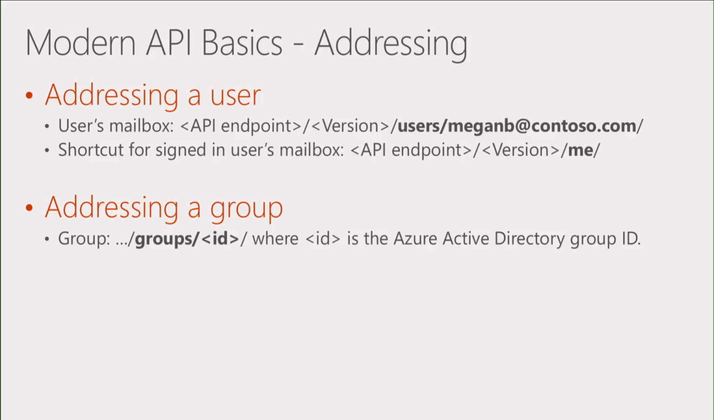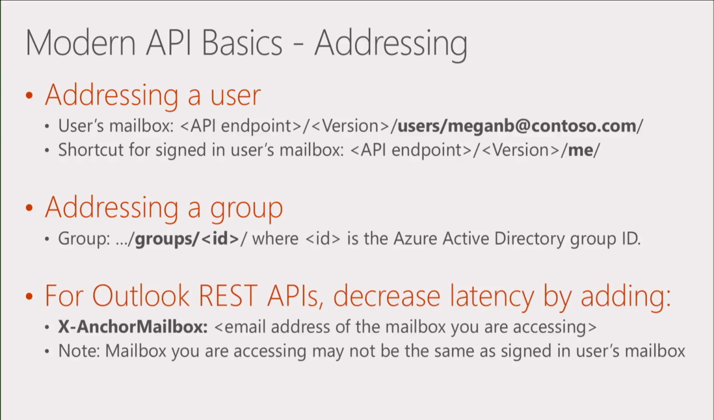If you want to address an Office 365 group, a modern group, then it's very similar. It's /groups/ID, where ID is the Azure Active Directory group ID. One other tip here, if you're calling the Outlook REST APIs directly, there's a header you should use called X-AnchorMailbox, and you put the email address of the mailbox you're accessing.